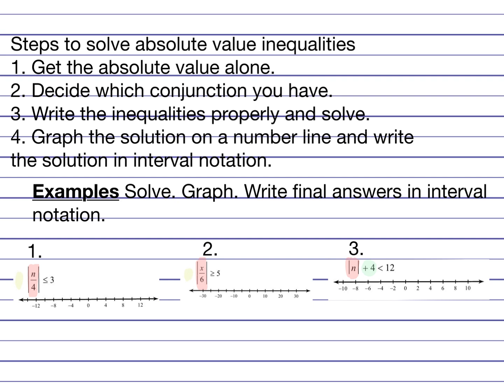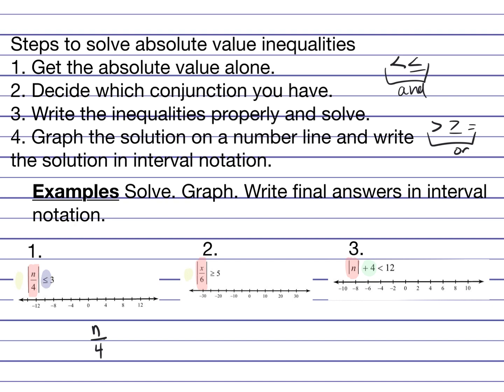Okay, so it says get the absolute value alone. Number 1, my absolute value is alone. Number 2, decide which conjunction you have, less than or equal to. So remember, I'm going to write it again. Less than or equal to, this is and. Greater than or equal to, and equals, these are or. So less than is an and problem, and an and problem is written very specifically. Write down what's highlighted in red. Just write it down. On either side of what you have written down, write down this conjunction.